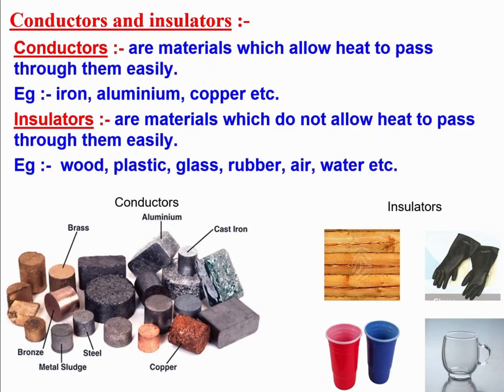Conductors and insulators. Conductors are the materials which allow heat to pass through them easily. Example: iron, aluminium, copper, etc. Insulators. Insulators are the materials which do not allow heat to pass through them easily. Example: wood, plastic, glass, rubber, air, water, etc.